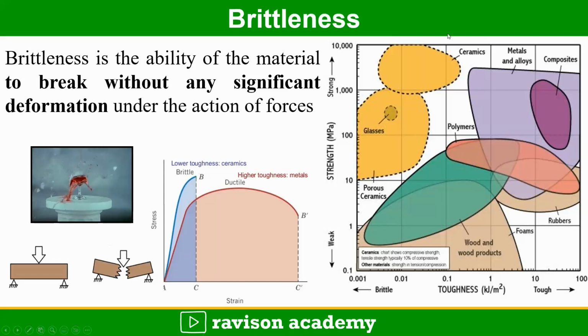This graph represents the variation of toughness and strength of the different materials like wood, plastic, glasses, ceramics, composites, metals and alloys, foams. Here, the higher in the x-axis we go, the tougher the material. Higher in the y-axis, the stronger the material.